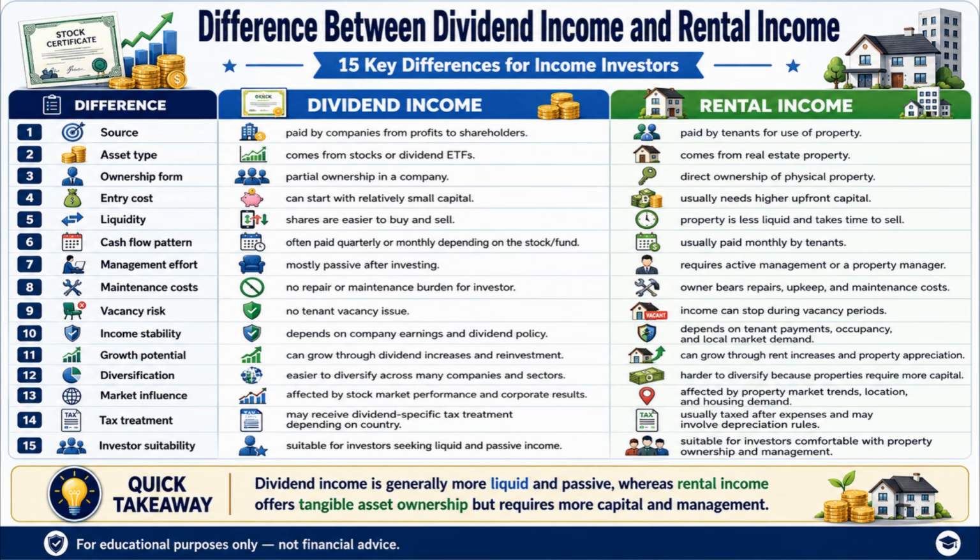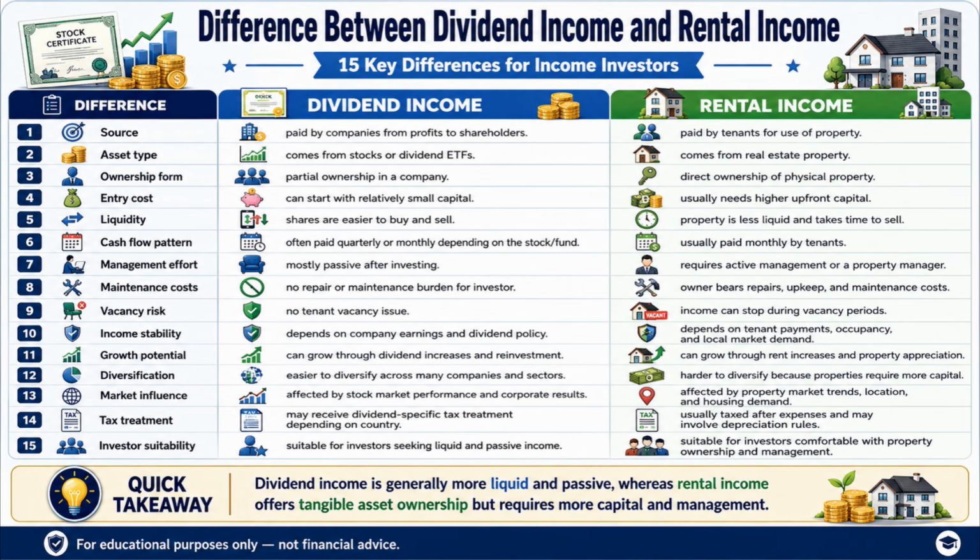Number 12. Dividend income is easier to diversify across many companies, sectors, and funds, whereas rental income is harder to diversify because buying multiple properties requires more capital. Number 13. Dividend income is mainly influenced by stock market performance and company results, whereas rental income is more influenced by real estate market trends, location, and housing demand.